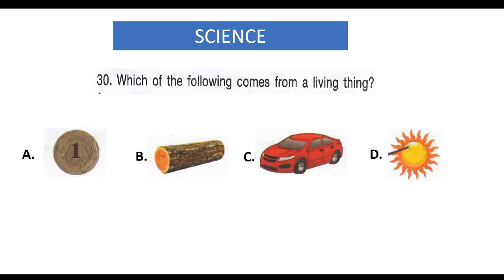Question 30. Which of the following comes from a living thing? This should be easy, children, for you to know. So go ahead and select the right answer. So the right answer for question number 30 is answer B, which is a log. And a log comes from, children, it comes from trees. Yes, a tree is a living thing.